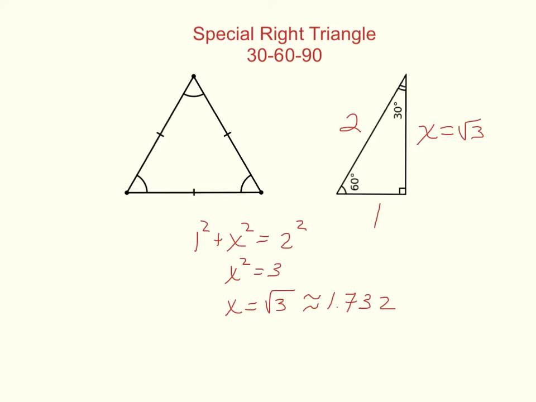For example, if we were to make the short leg instead of 1, say 7, then the long leg would be 7 the square root of 3, and the hypotenuse would be 14. That relationship is preserved no matter how big or small this triangle is.